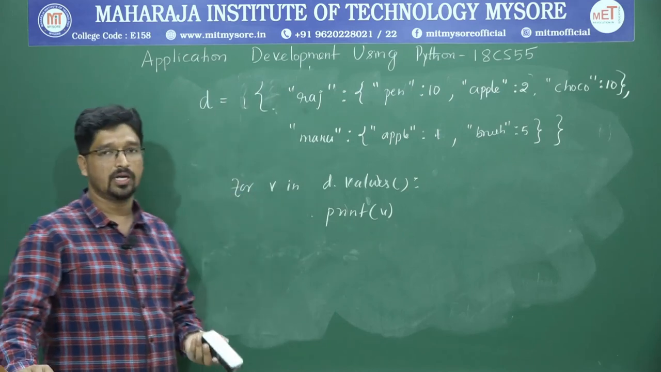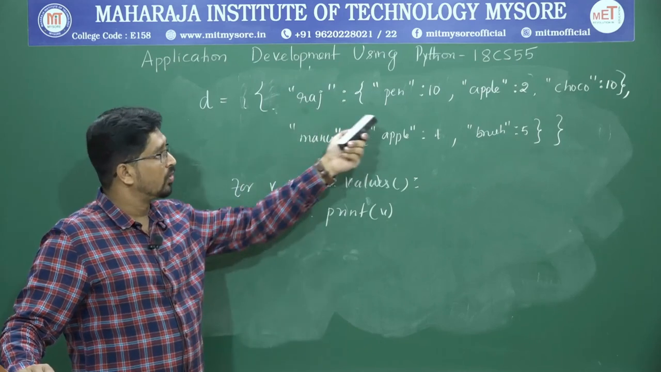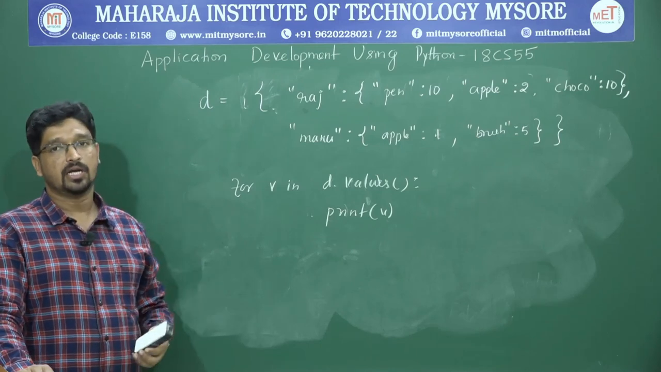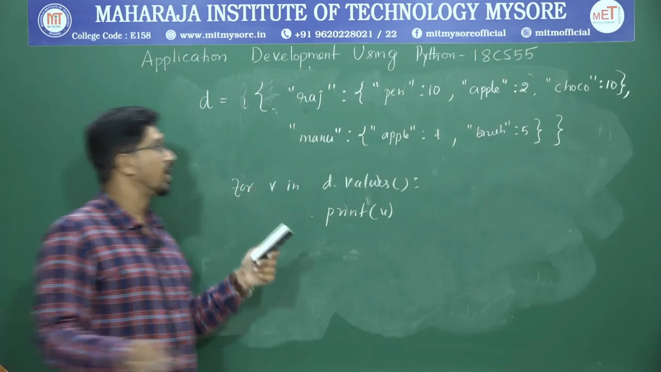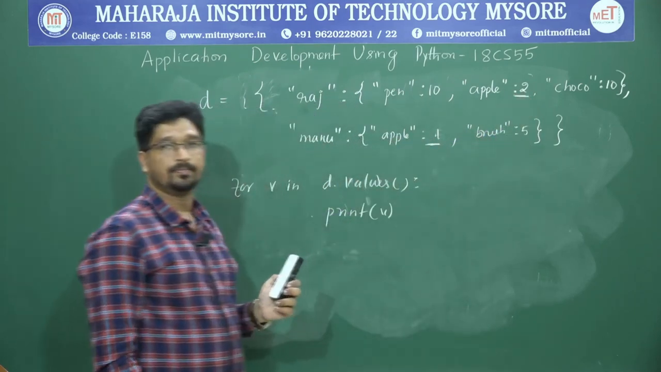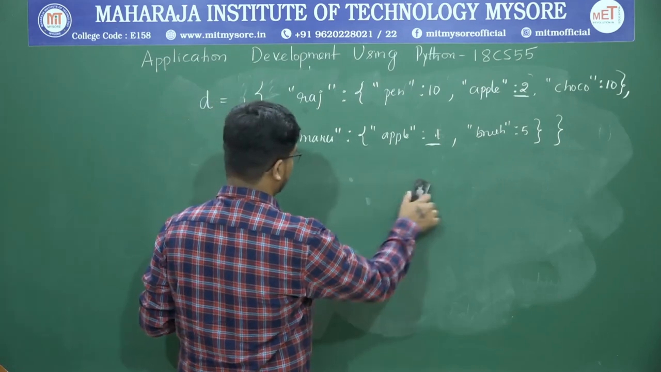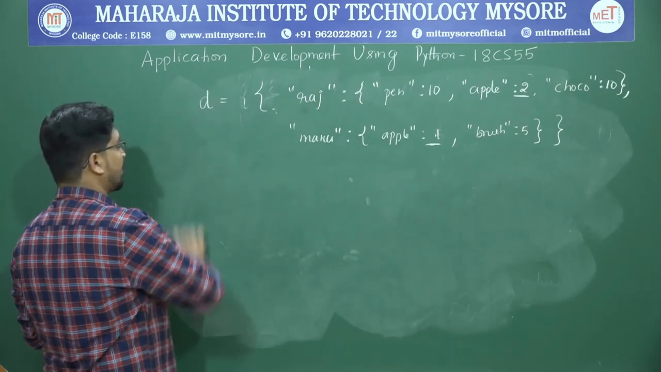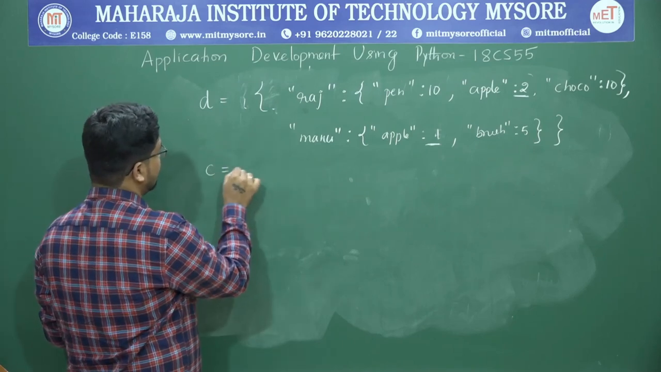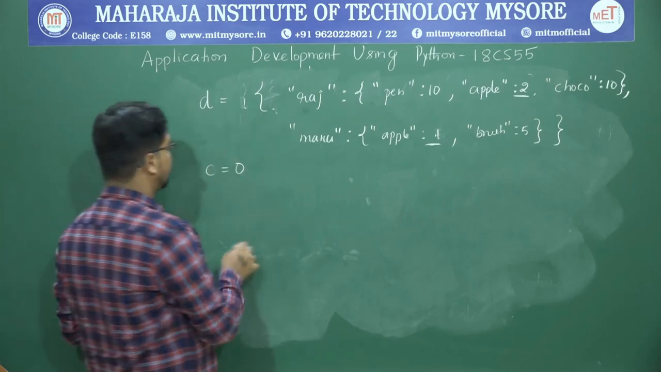Okay, now my question is, let us say this is a grocery shop. I want to know how many kgs of apple has been purchased. Using this dictionary, I want to add this particular apple as well as this particular apple. How to perform? Okay, let us write. For that count, I consider C as 0. Initial count value will be 0.